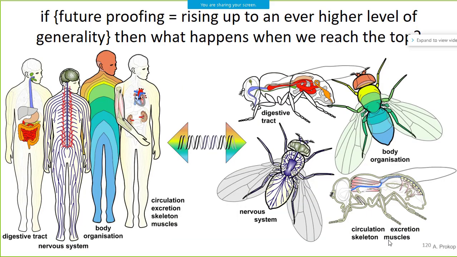All right, so future-proofing means rising to a higher level of generality. And then the question arises: you're going to make sure your ontology is future-proof, you rise to the next level of generality, but then when you get there, you say, well, maybe I need to go to another level of generality. And that process can't go on forever. There has to be a top level of generality.